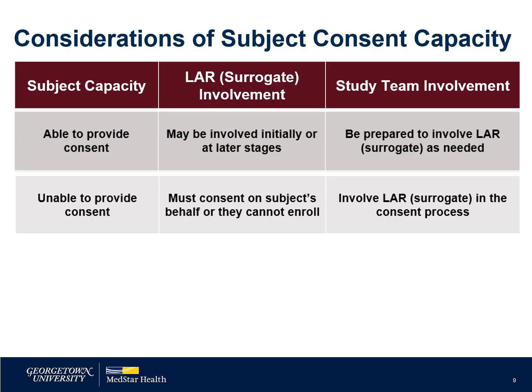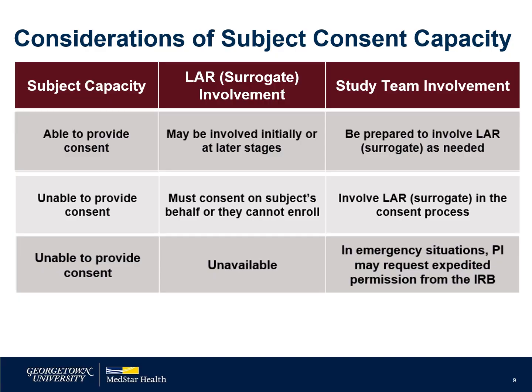In emergency situations, where an LAR or surrogate is not available and the subject cannot provide consent, the PI may request expedited permission from the IRB to waive consent requirements. In other words, in some emergency situations where the subject cannot provide consent, such as a stroke or car accident with head injury, there could be expedited permission to waive consent requirements. This is usually considered when planning the protocol, but some rare situations may exist where the potential benefit warrants such a waiver.